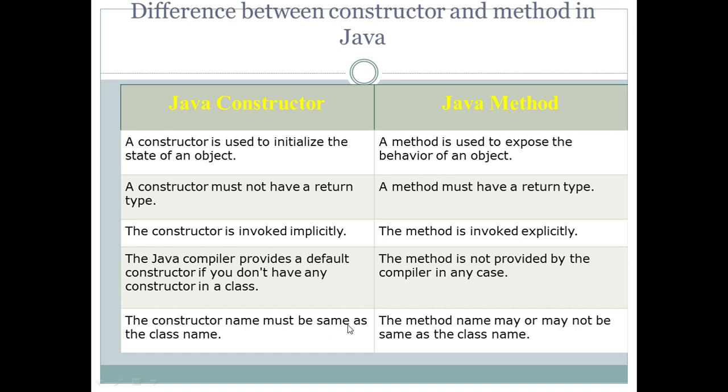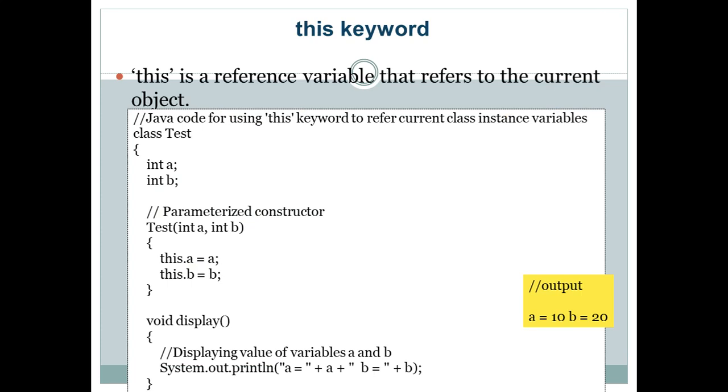A constructor must have the same name as the class name. A method name may or may not be the same. If method names are the same, then it is called method overloading. We will see this point afterwards. So this is a basic difference, and it is asked in university question papers, so remember this.